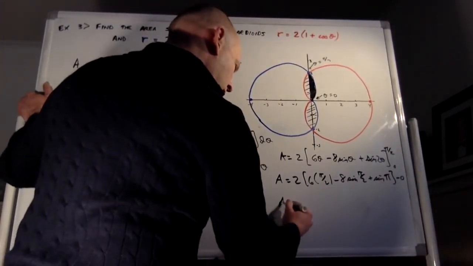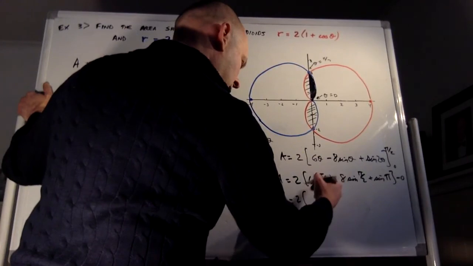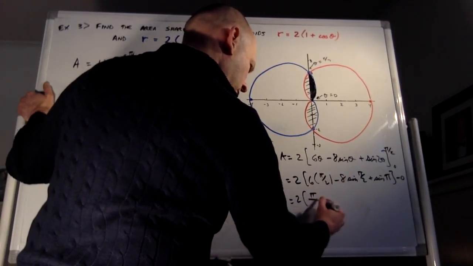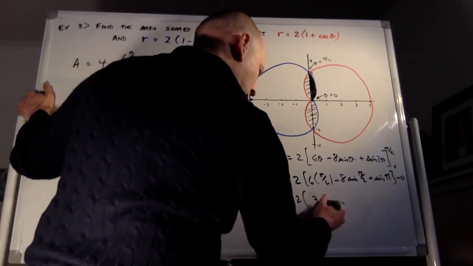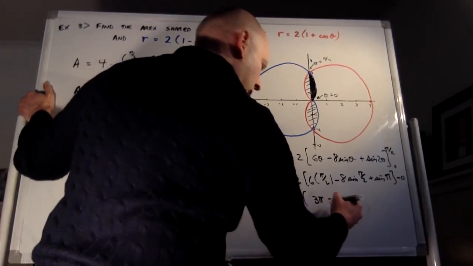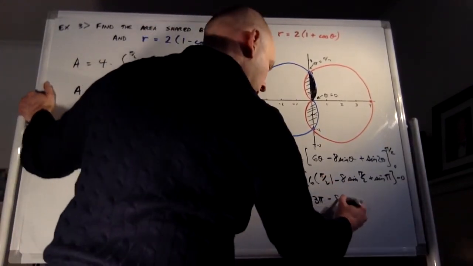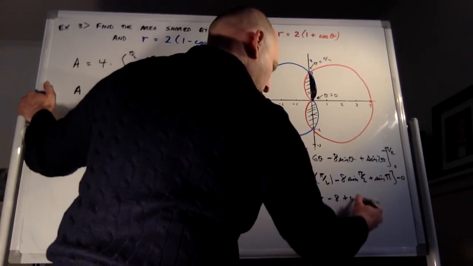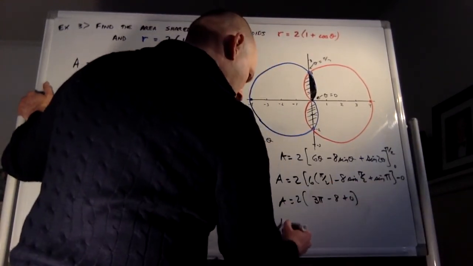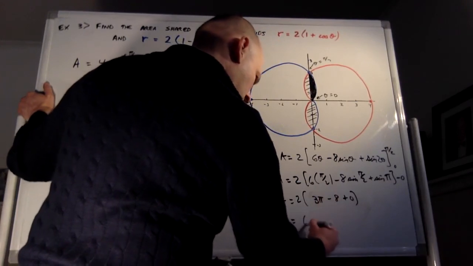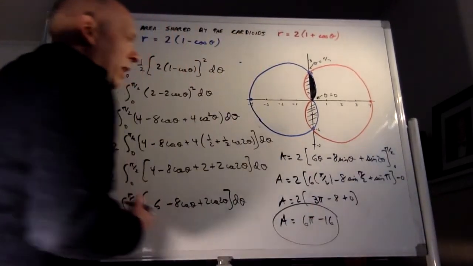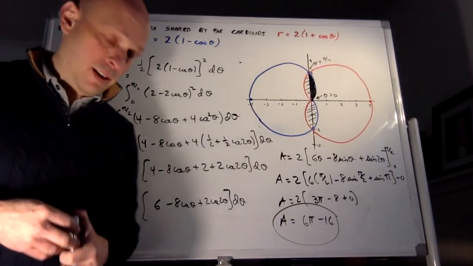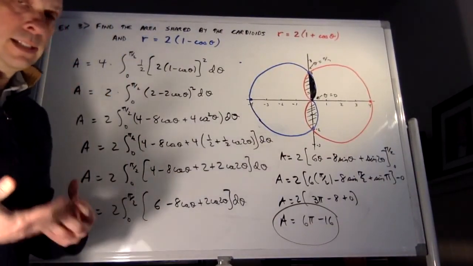Okay, so the area is going to be twice 6 times pi over 2, which is 3 pi. And then minus 8 times 1, so minus 8, and then plus sine of pi, which is 0. And then I'm going to double that, so 2 times that. So 6 pi minus 16. So this area that the two hearts share is 6 pi minus 16.